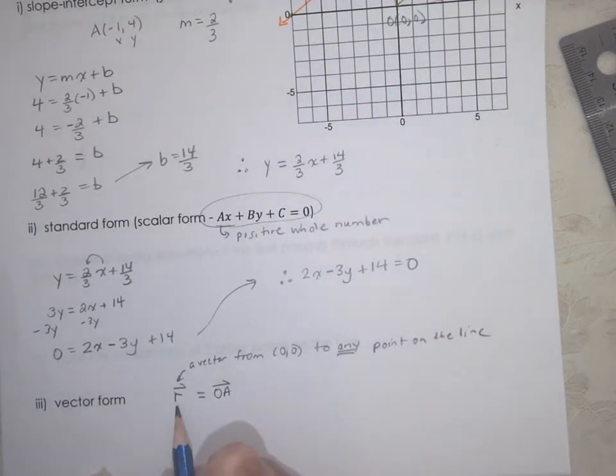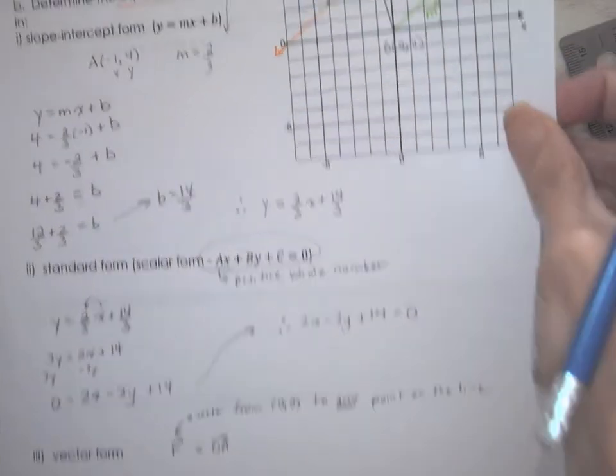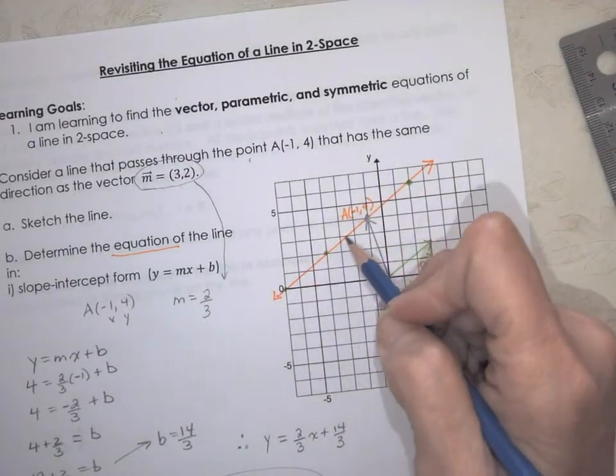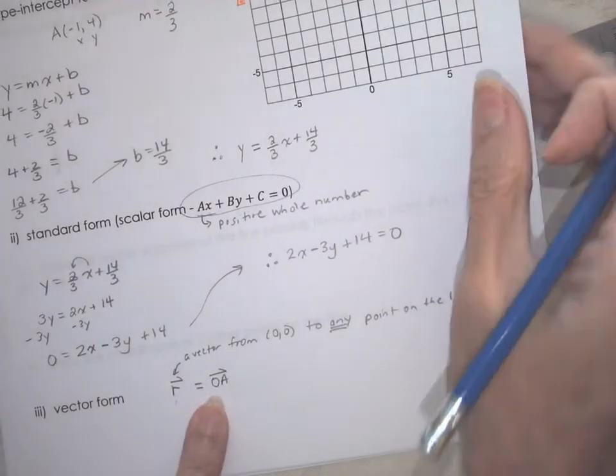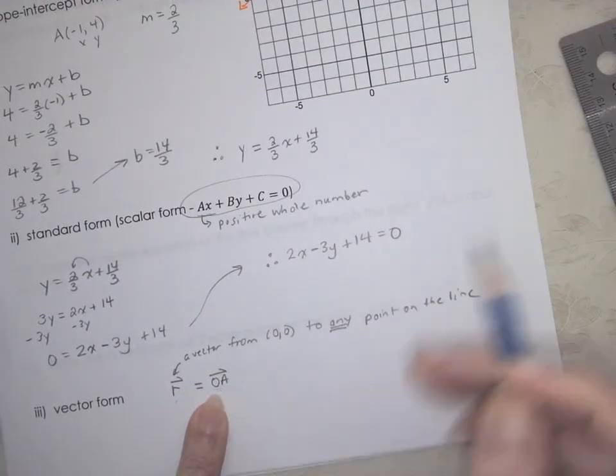So in other words, this is the position vector of any point on the line. So the vector from 0, 0 to any of these points along the line, which there's an infinite number of. And then you can consider, that's the left side. On the right side, that's how you're going to get to all of those points.